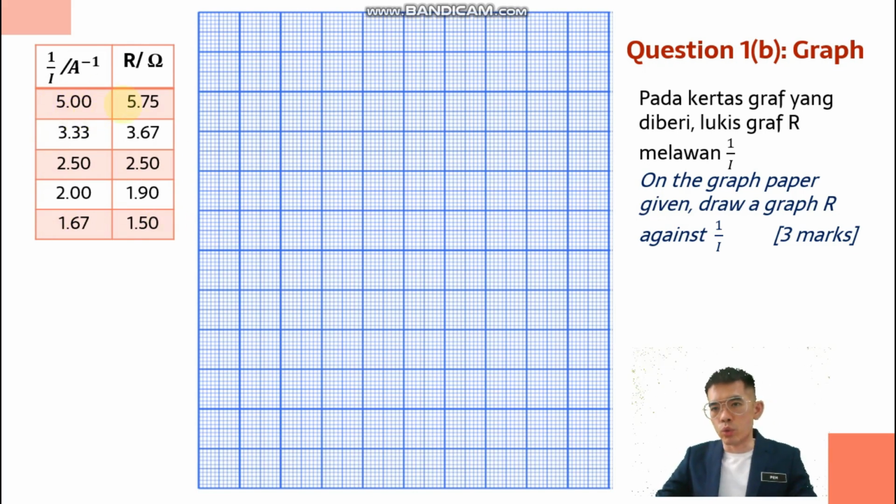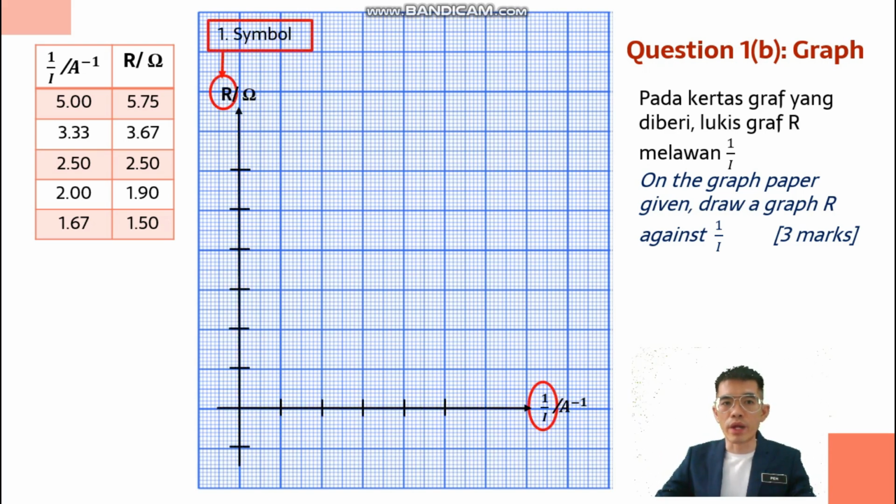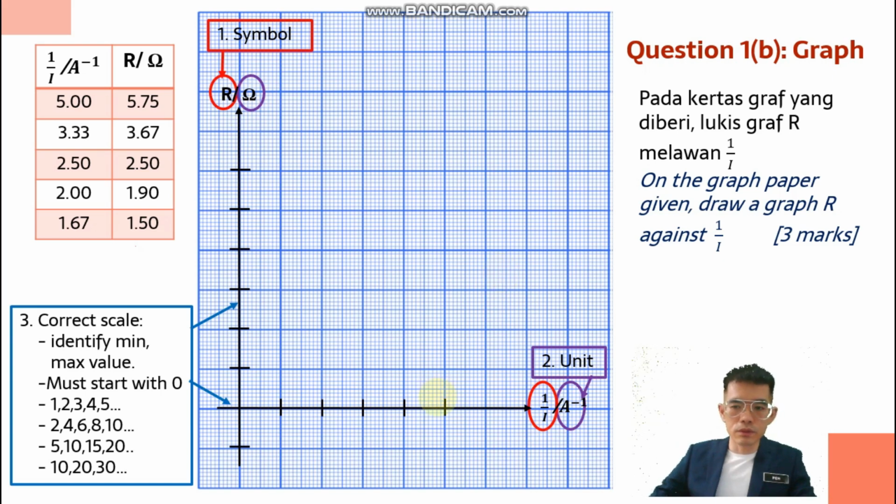To get the full mark in this question, plotting the graph, there are 6 tips you have to remember. The first, you have to write the correct symbol at the x-axis and also the y-axis. The next, you have to give the correct unit for the x-axis and also the y-axis. The third tip, you have to select the correct scale.